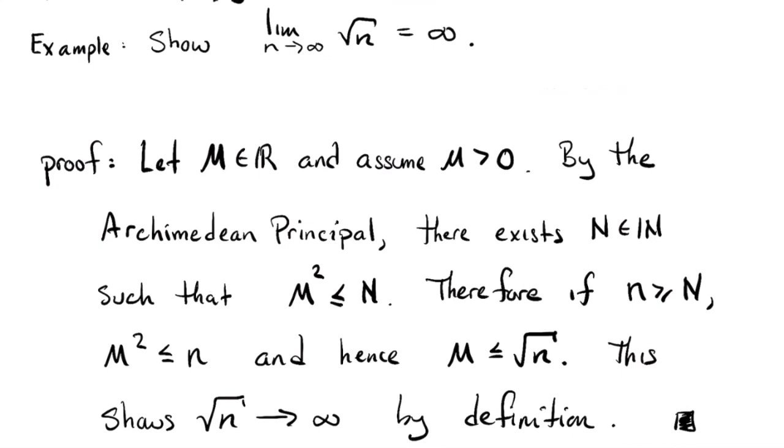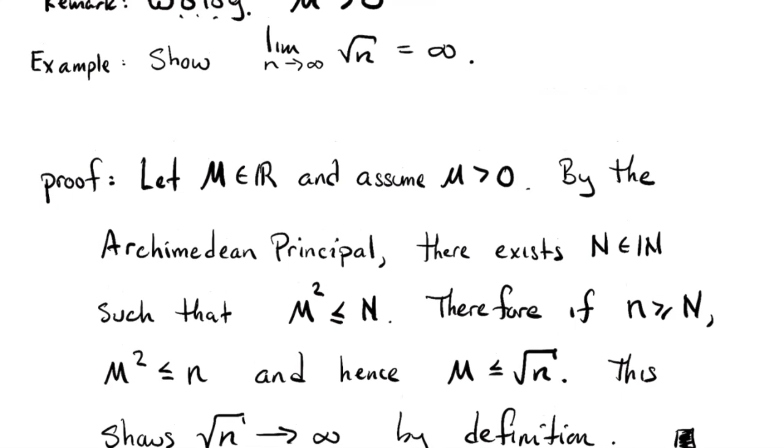Let's look at an example. All right. Let's prove our claim that we had above. I claim that the limit is the sequence square root of n diverges to infinity. So that's just another way of saying this limit statement. The sequence square root of n diverges to infinity. How to prove it?